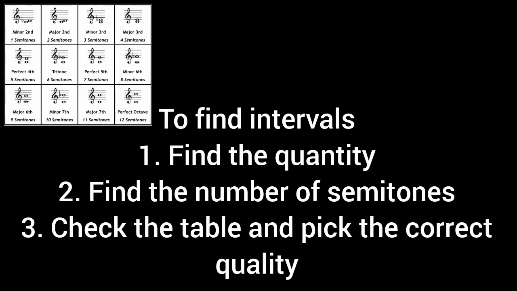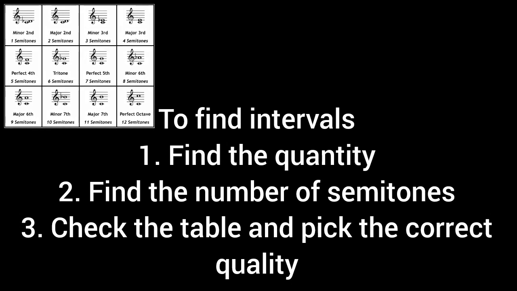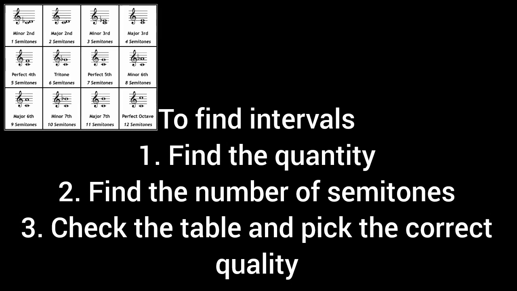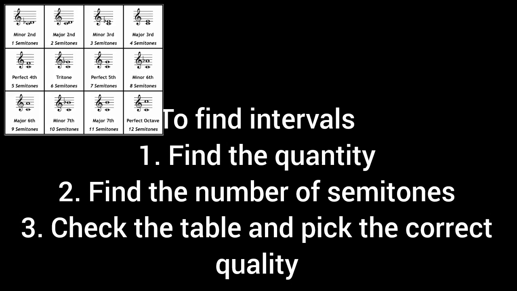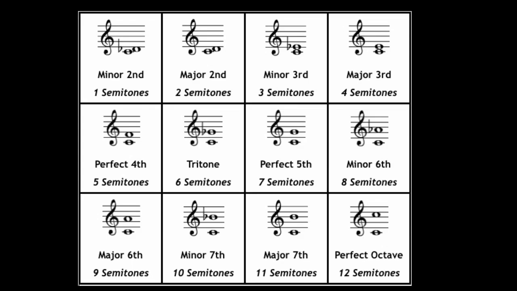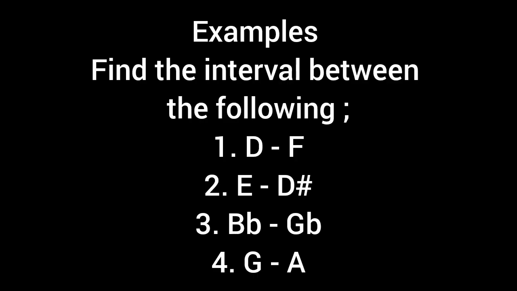Find the number of semitones. Once you have found the number of semitones, that will direct you to this table, and then you check the table and say, okay, it's a second and it has one semitone, meaning it is what? Minor. Or you say, okay, it's a second and it has two semitones, meaning it is what? Major.